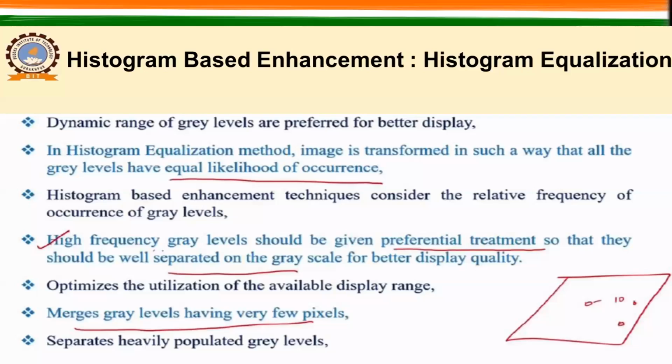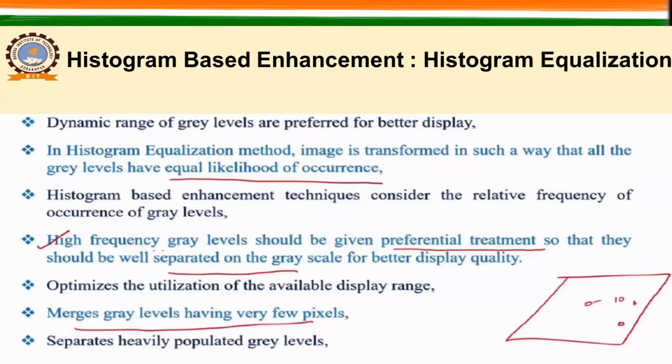The next point is in histogram equalization. The image is transformed in such a way that all the gray levels have equal likelihood of occurrence. Here it says equal likelihood of occurrence. So all the DN numbers, it does not matter whether they are very low or very high, will have equal chances of getting displayed, right? That is the advantage when you are applying this histogram equalization.